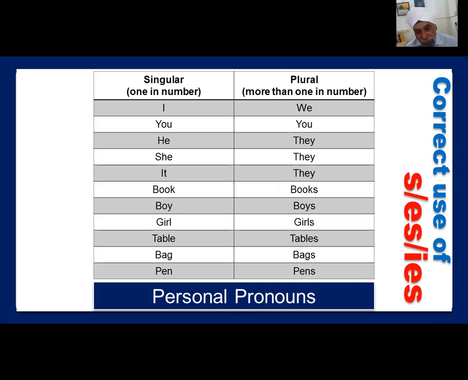Then we also have number, that is singular or plural. Singular means one in number. Plural means more than one. It can be two, it can be 2 lakh also, but all of them are plural. So we have singular and plural. Singular refers to one, plural refers to more than one, that is two upwards.